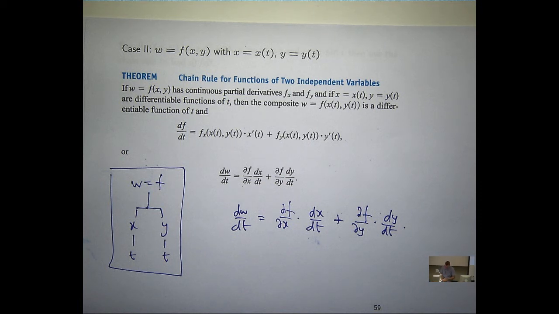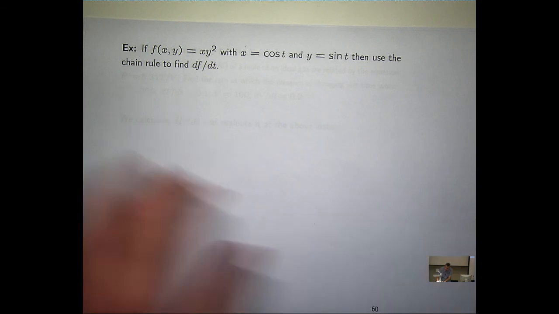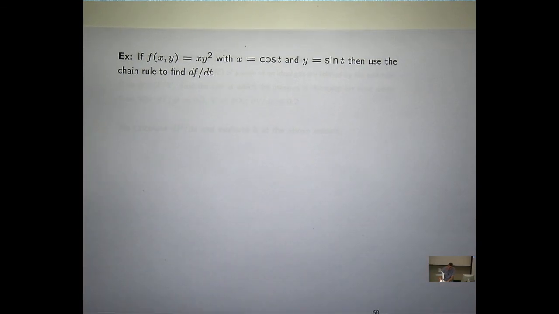All right, let's have a look at this in action. Okay, now this example, I actually don't like this example. I think this example's not very insightful. Anybody know why? Well, let's look at it. You've got a function of two variables, x, y squared. x depends on t, cos t, y is sine t. Use the chain rule to find df dt. What's slightly suspicious about that question?